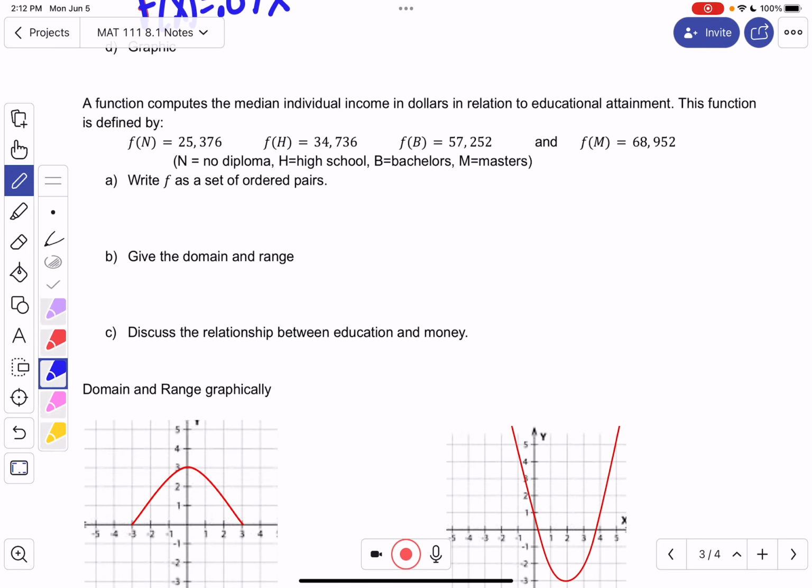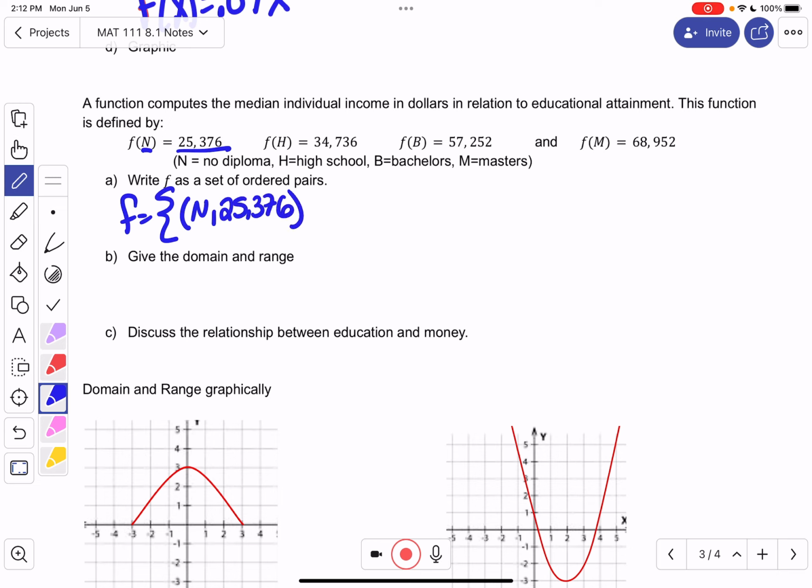A function computes the median individual income in dollars in relation to educational attainment. This function is defined by f of n equals 25,000, f of h equals, and so on. So if we were to write those as a set of ordered pairs, we're going to put them in little swirly brackets. The first point would be n, comma, 25,376. So with no diploma, that's their average income. Then our next one would be h, comma, 34,736. So the high school diploma.